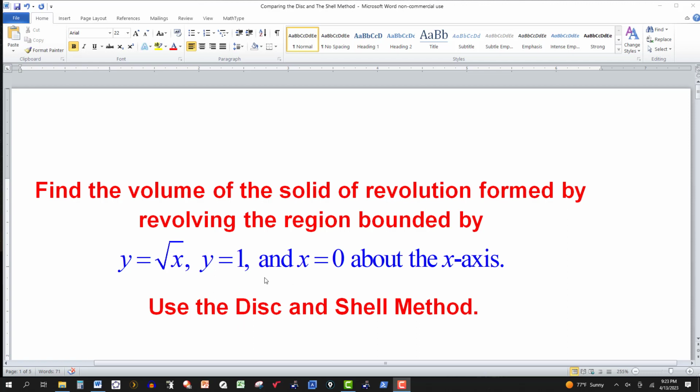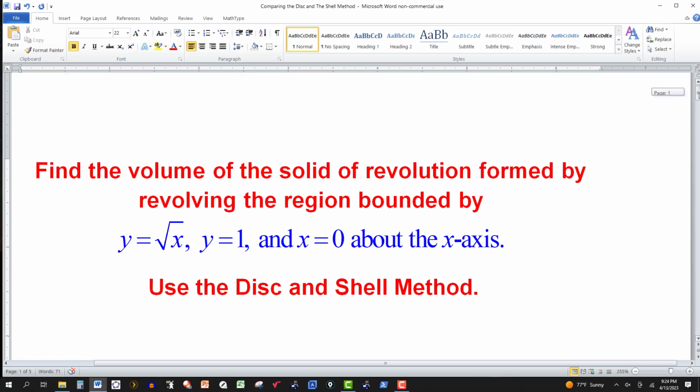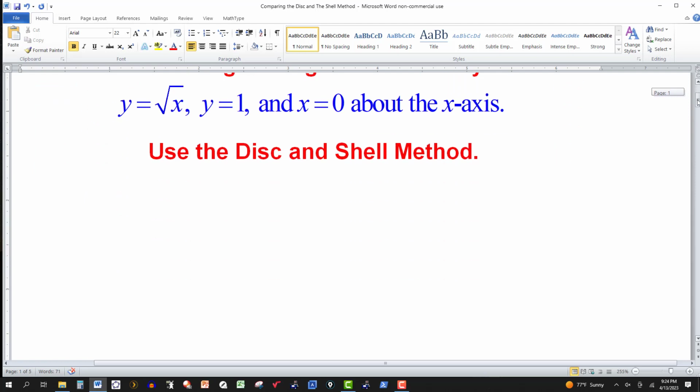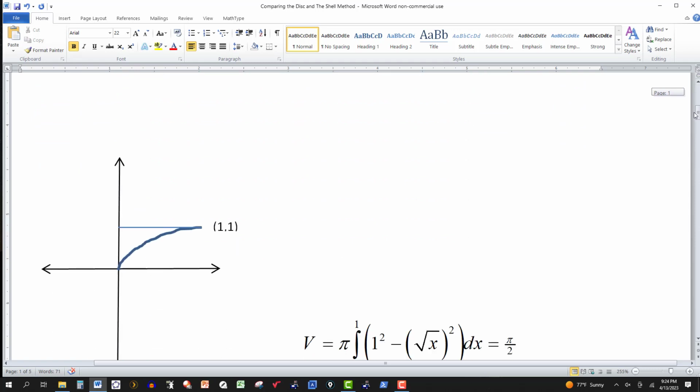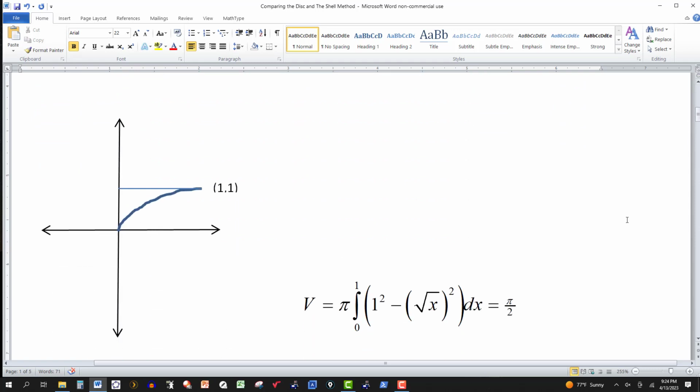Now we did this region using the disk method, so we'll do the same problem using the shell method. I'll put a link to that particular video in the description. But here's what we got using the disk method. Anytime we take a representative rectangle and place it perpendicular to the axis of revolution, in this case the x-axis, we're using the disk method.